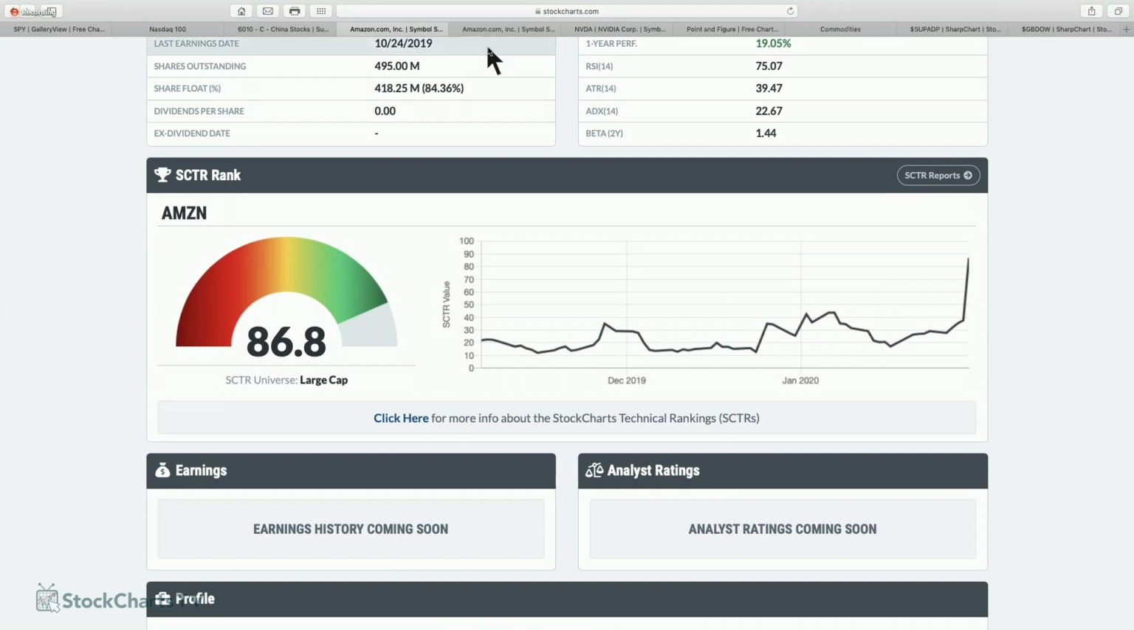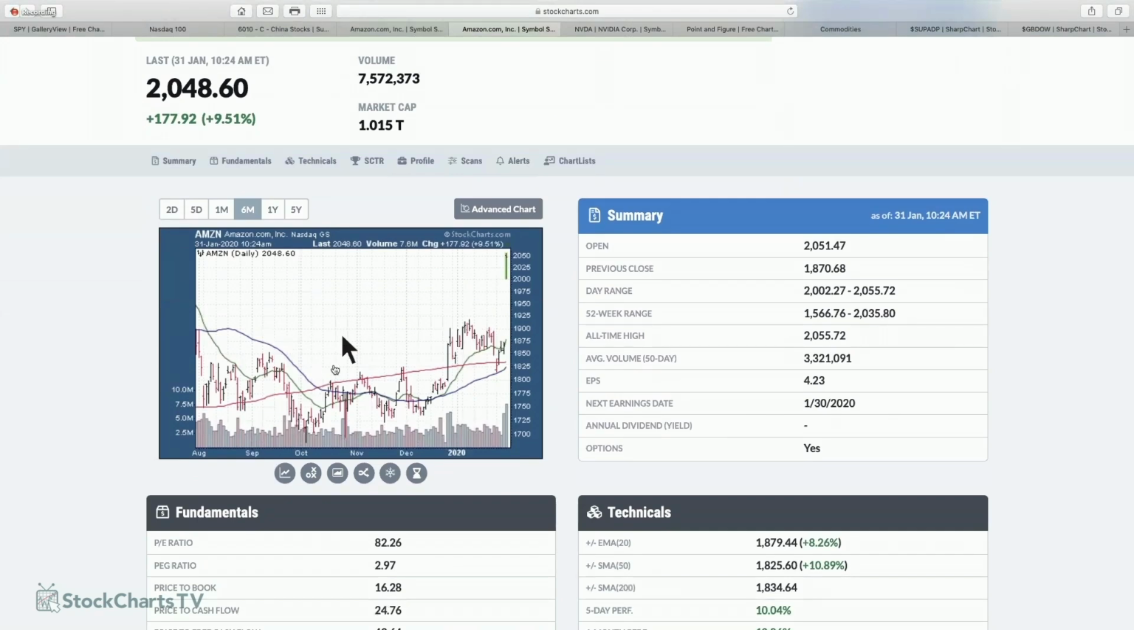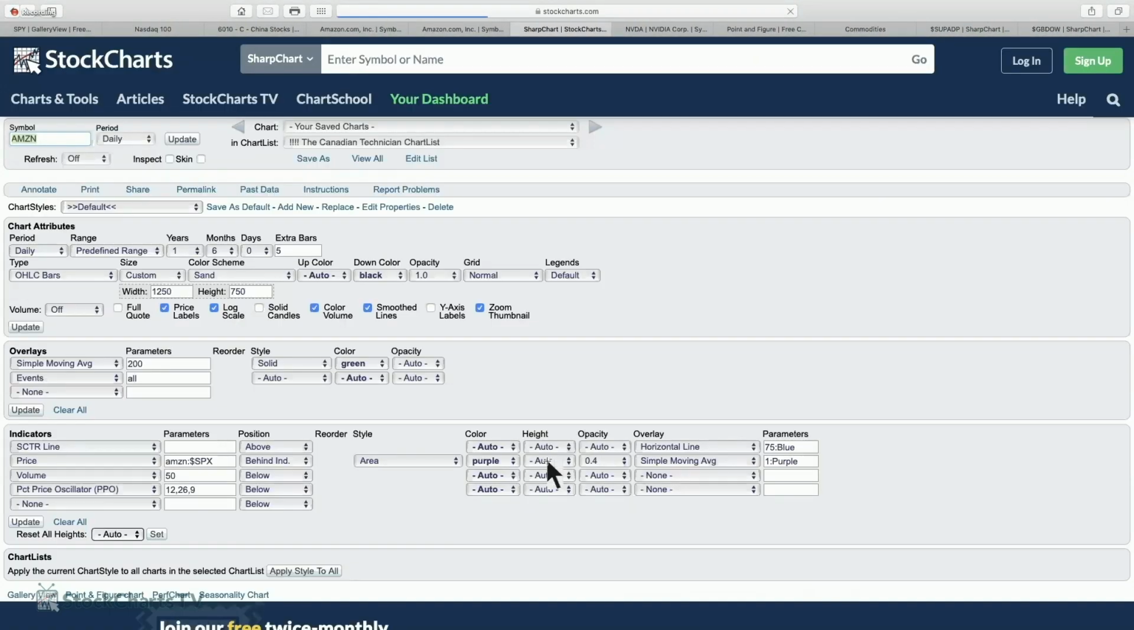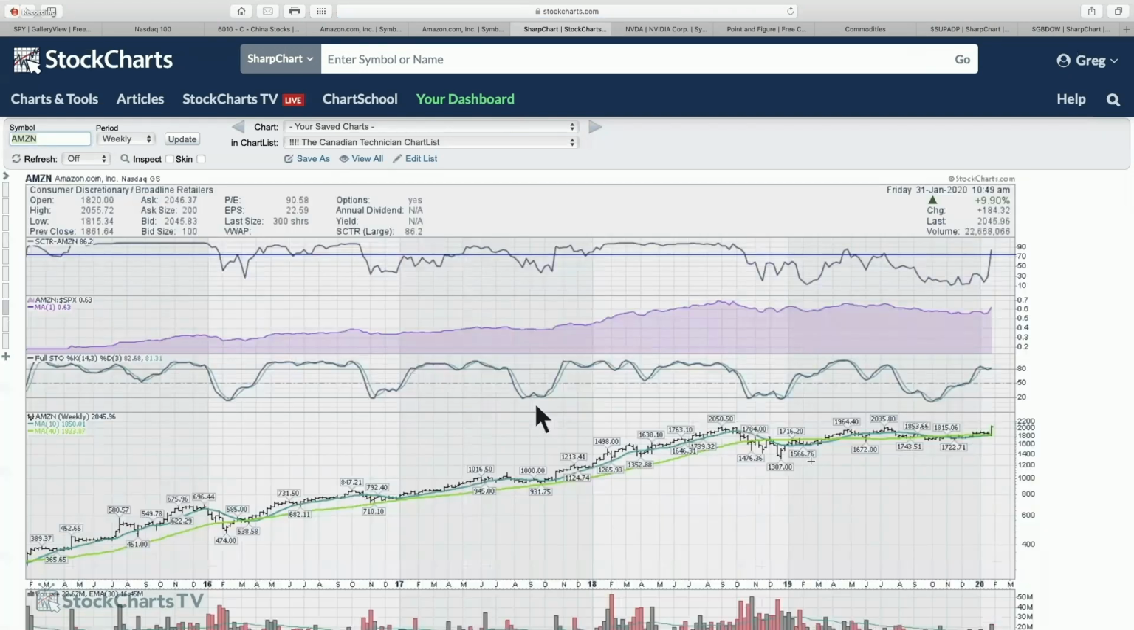So if we go look at it, here's Amazon. Let's go up to the chart and you can click on sharp chart or whatever you'd like. I'm going to open it up. And obviously this ballistic missile is starting to cut through a 2-year top here. And if it can, I think it was over 2050 this morning, the high of the day was 2055. So we broke through the prior high briefly.